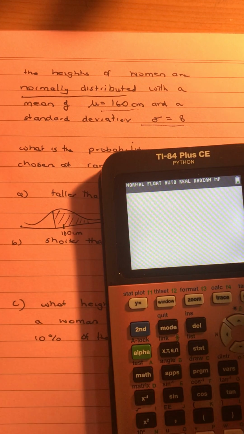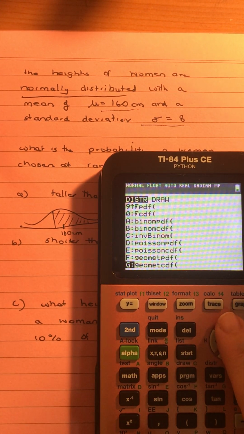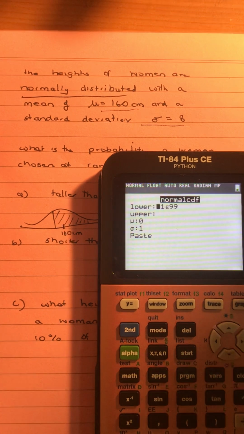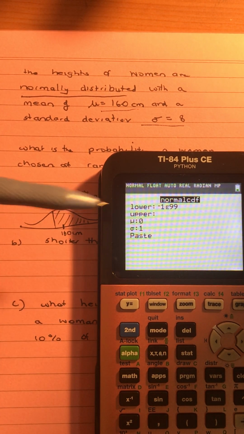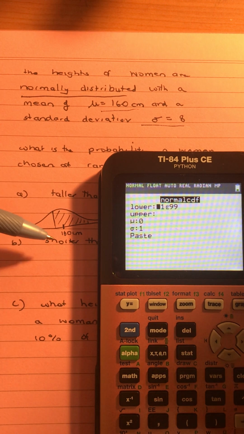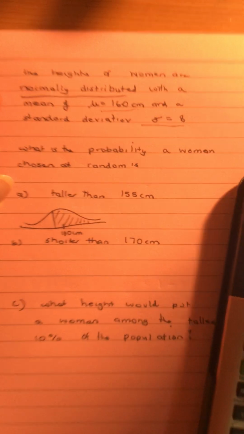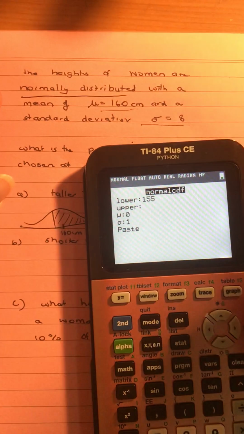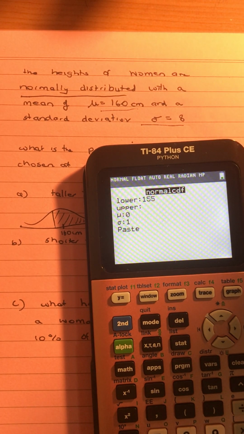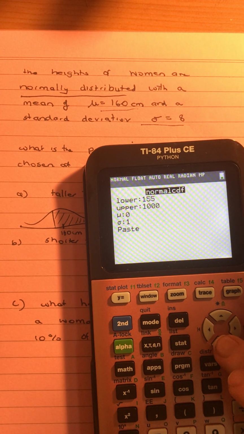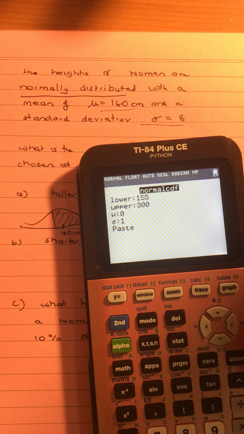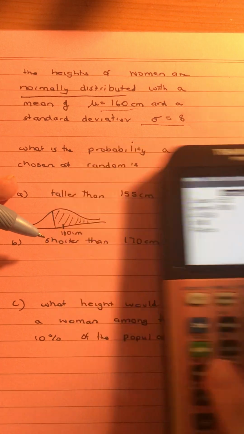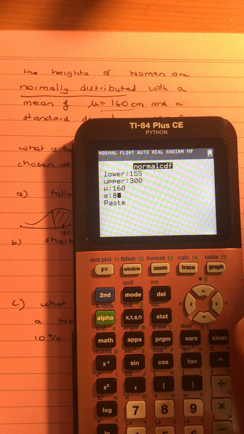So when I go into my normal CDF, and these ones are great because I've got the lower and the upper, I can tell it to start at 155, and then I just have to put a nice big value in there for the upper one. So we could go a bit crazy and just put 1,000, because that's way bigger than 155. We probably could have gotten away with just putting 300 because we don't see many people that are 3 meters tall. Our mean here is 160, and our standard deviation we were told was 8.